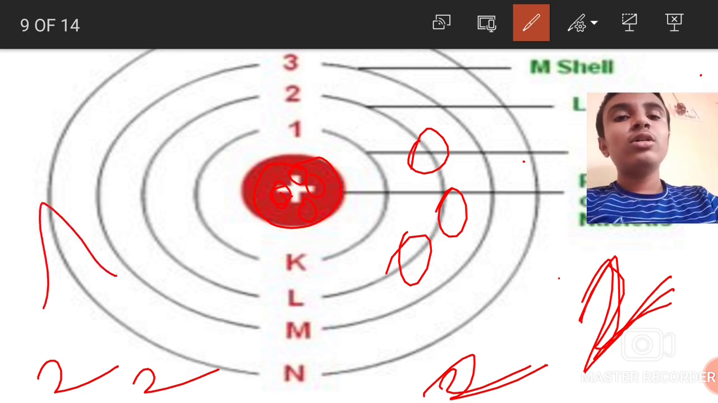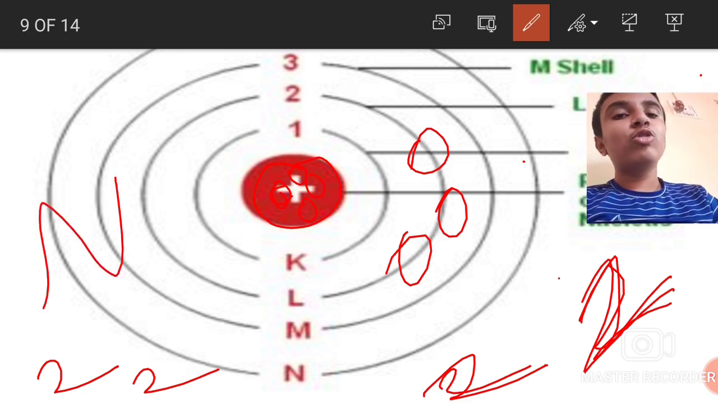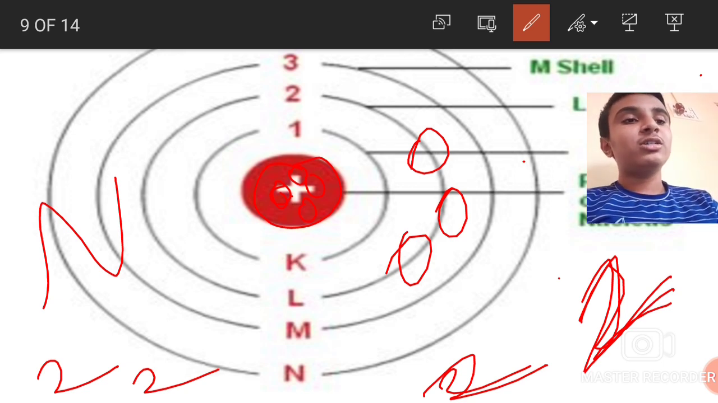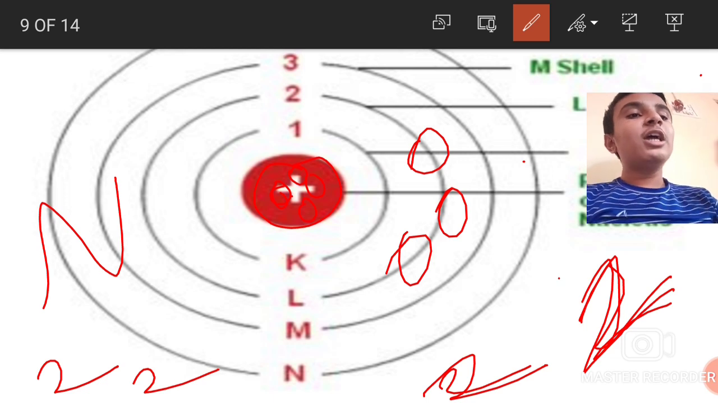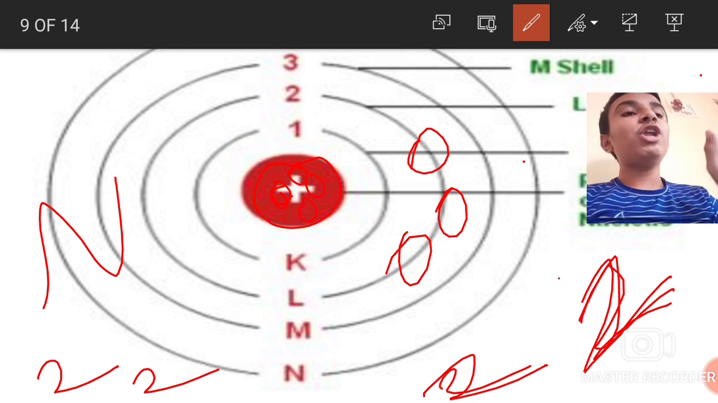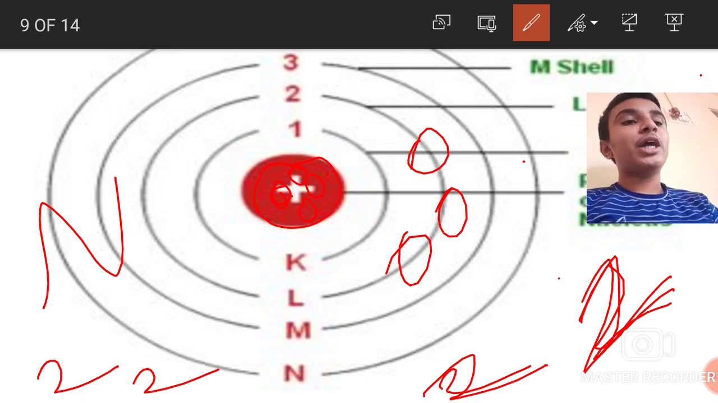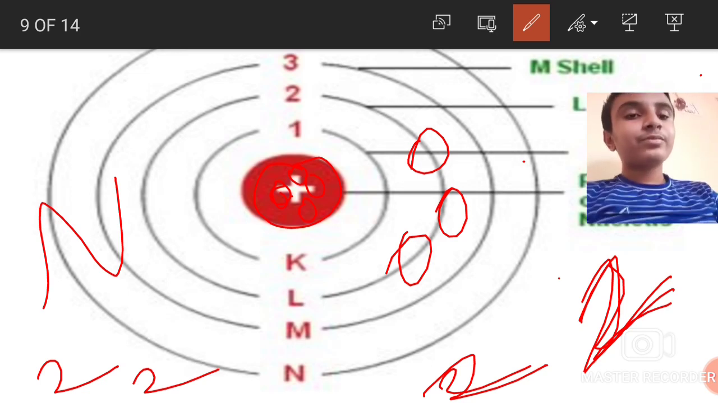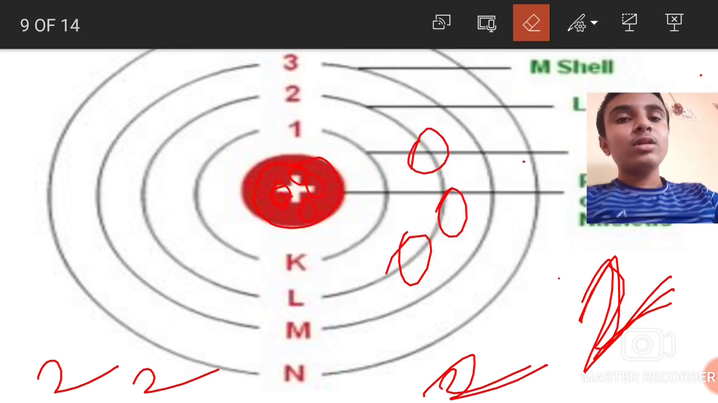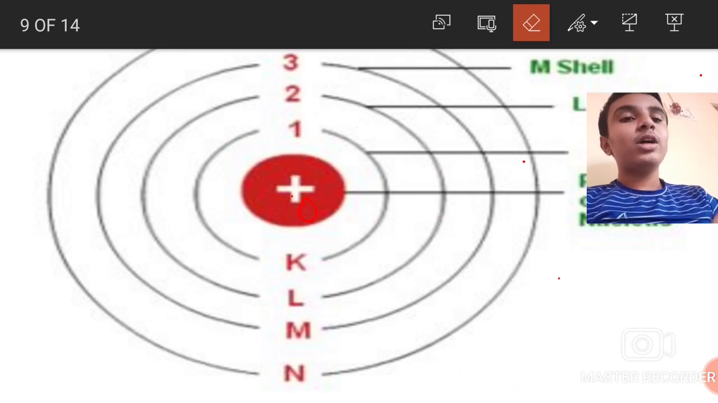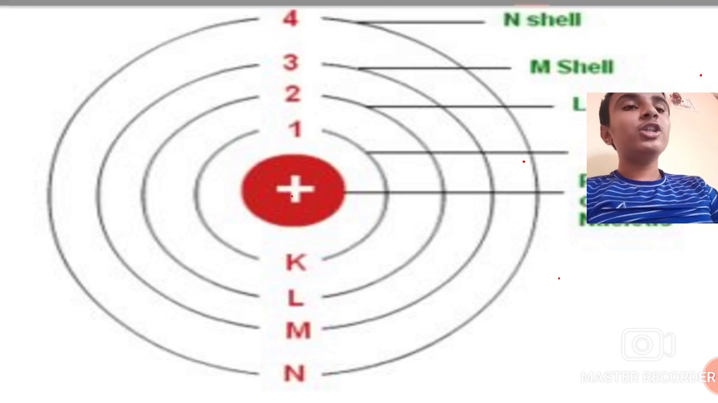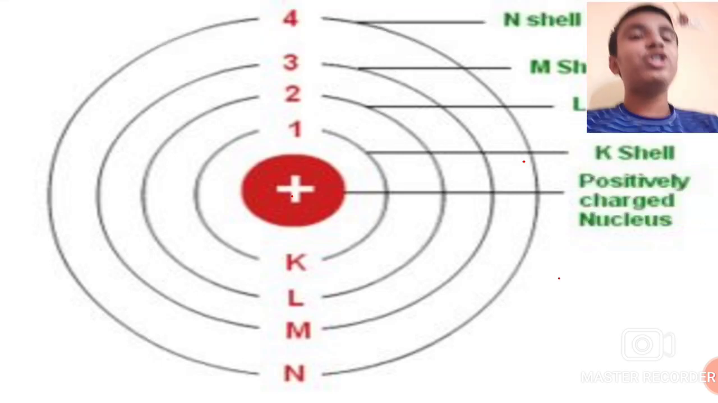Neutron has no charge. Proton has positive charge. You can see that: N for neutral, neutron has no charge; P for proton, proton is positively charged; and E for electron, electron has negative charge. Yes, friends. So this is the model proposed by Niels Bohr, a Danish scientist. But this is not the correct model of an atom, as I was telling you.